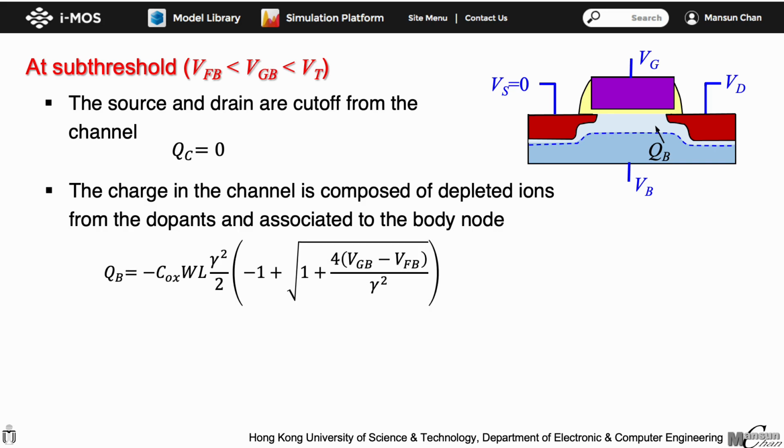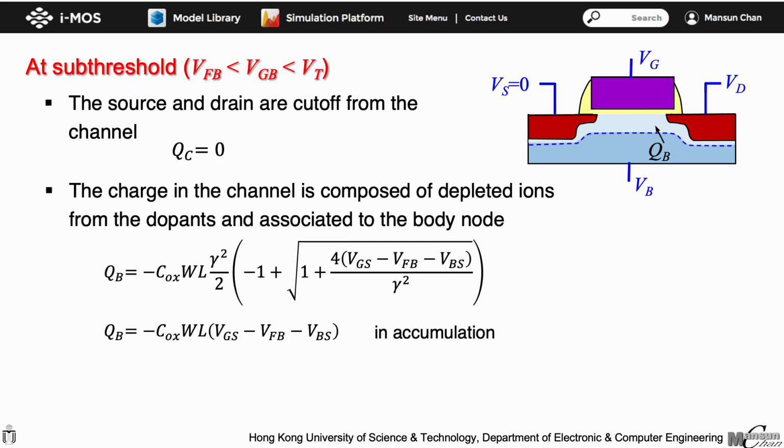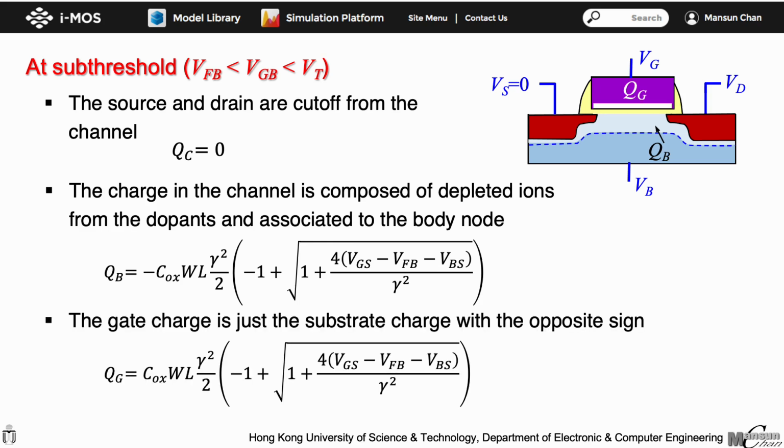In this equation, gamma is the body factor. If the source is taken as the ground reference, we can insert the source reference into the equation, and it becomes what is given. To ensure its correctness, we should check for the continuity with the accumulation region at Vg equal to V flat band. Checking the expression at VGB equal to the flatband voltage, both equations give QB equal to 0, which is continuous. As the channel charge is 0, the gate charge QG is just the body charge QB with an opposite sign.